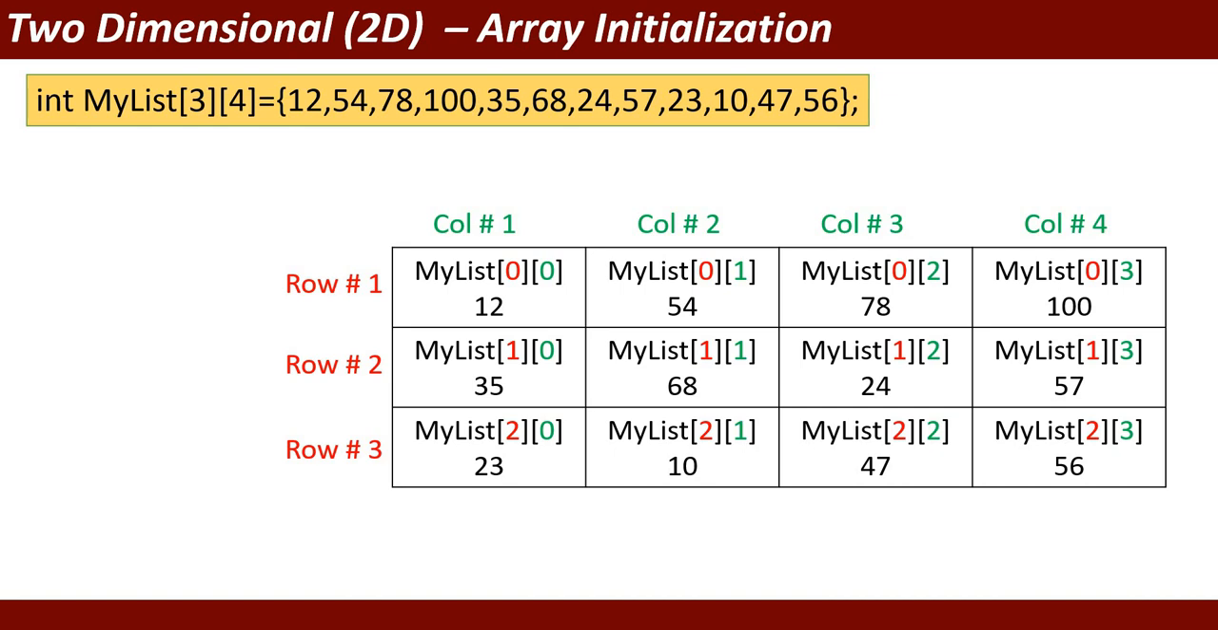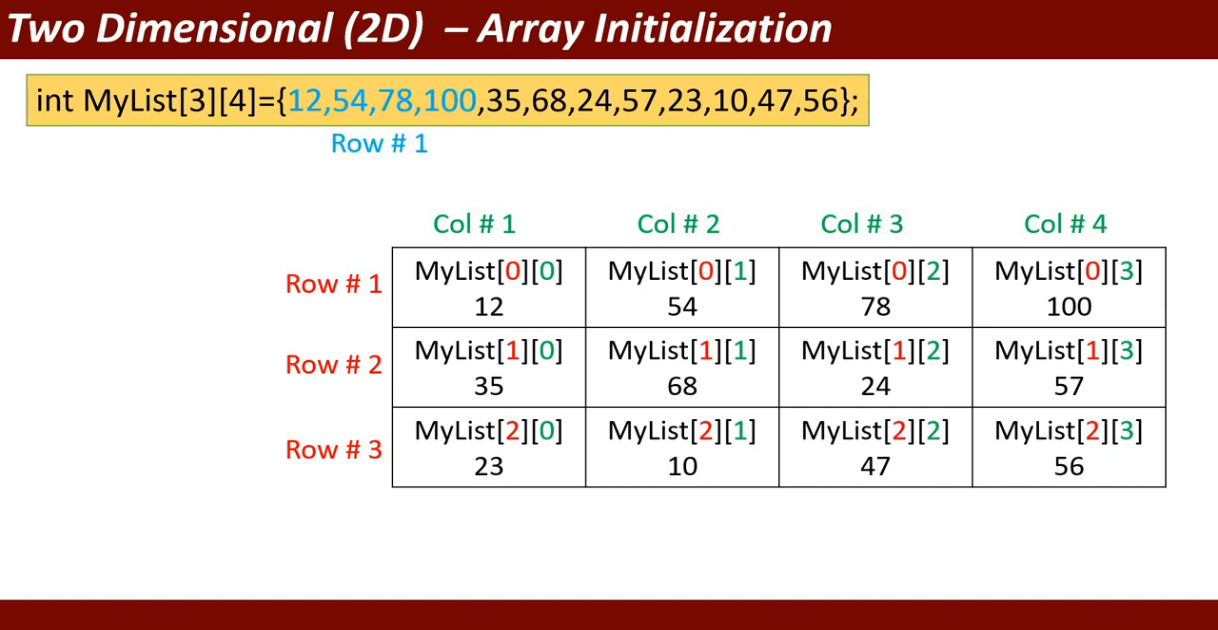You can write the array name with the data type and then the number of rows and then the number of columns. The first value is the number of rows and the second value is the number of columns. Then you can assign the values. In this case, I have assigned 12, 54, 78, 100 and so on.